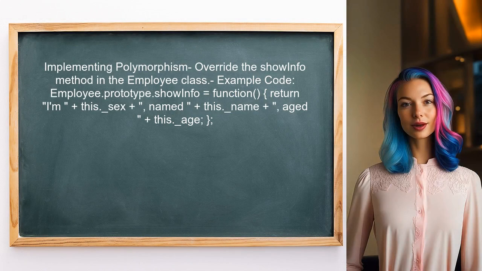To properly implement polymorphism, the user should override the showInfo method in the employee class. This means that when the user calls showInfo on an employee instance, it should execute the employee's version of the method.